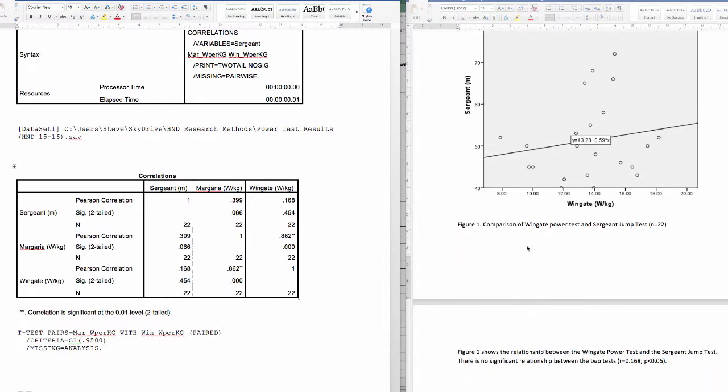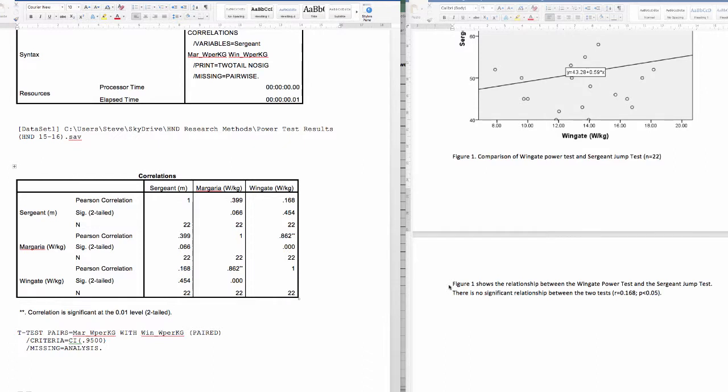So there's a title underneath, and what I've done here is just a quick sentence saying figure 1 shows the relationship between the Wingate power test and the Sargent jump test, but the more important thing is I'm now bringing in this correlation here. There is no significant relationship between the two tests, and in brackets I've put the correlation value, the R value 0.168, and P is less than 0.05, which just means to the level that we've done it. Or in other words, as mentioned beforehand, if we did this test 100 times, 95 times out of 100 we'd get the same results, that there is no significant correlation.